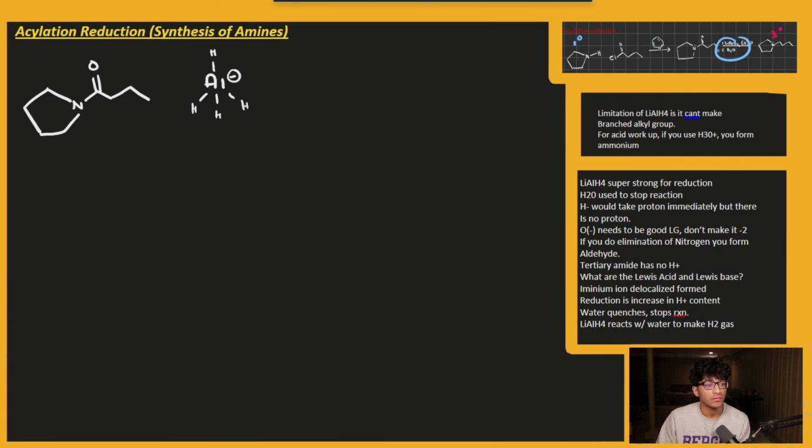Now we use this right here and we do reduction. We're basically adding a bunch of hydrogen. Reduction basically means just to add hydrogens. Last step, we use H2O to stop the reaction. We use LiAlH4 because it's super strong for reduction.